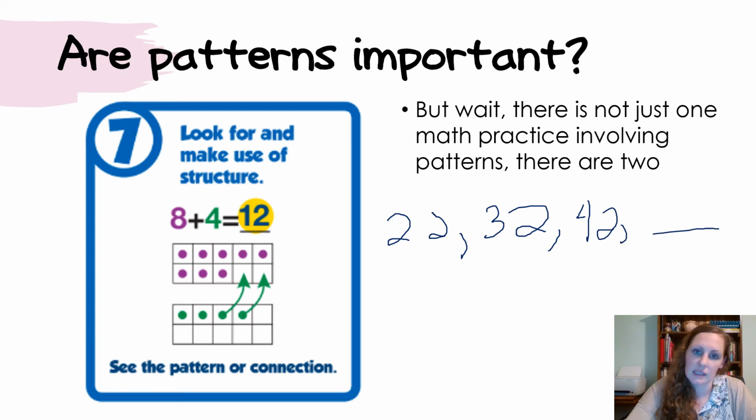Scholars, what do you think is going to come next? Shout out your answer. That's right, the next number would be 52 because I'm only going up by tens each time. So I know the tens in a two-digit number are the first digit, and that's the one I'm going to change. I know when I'm counting by tens, I don't need to change the number in the ones spot. I'm using that pattern or structure to help me solve the problems.